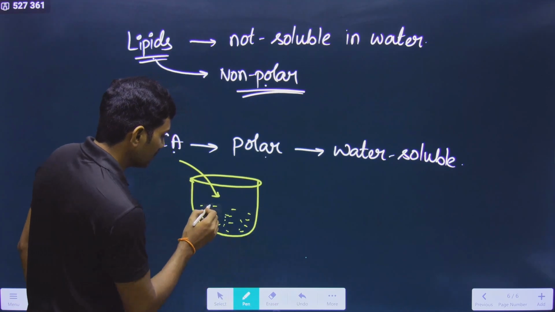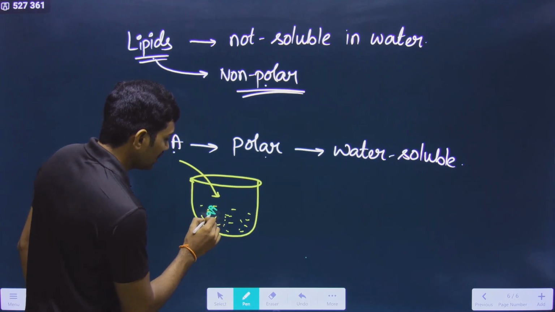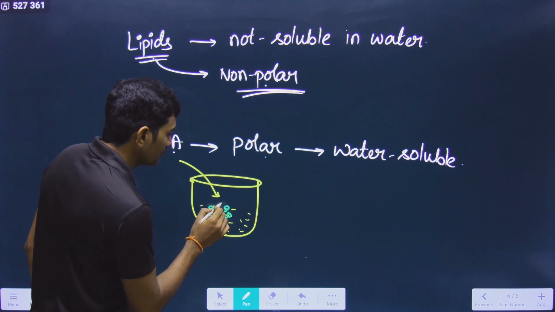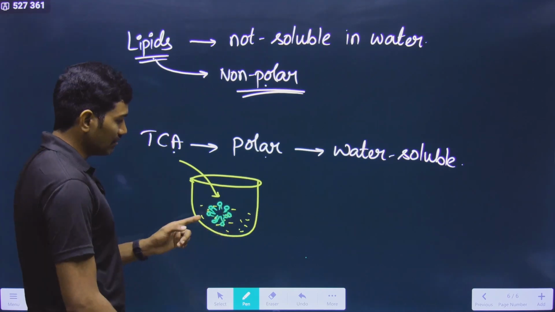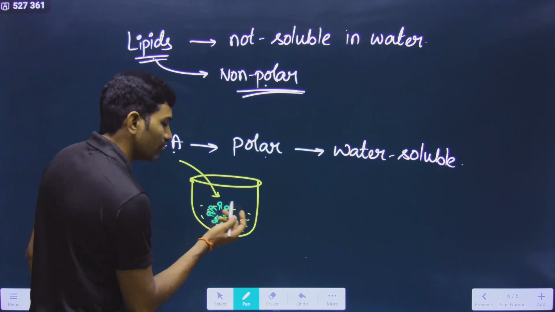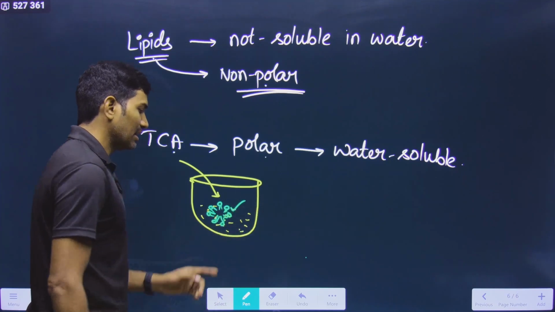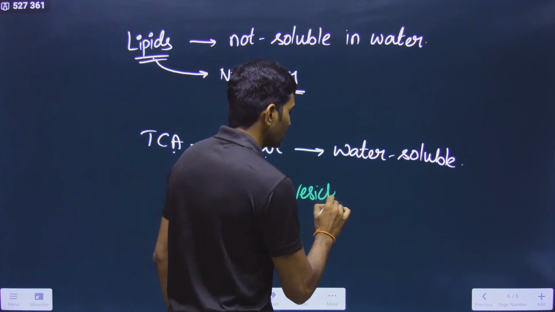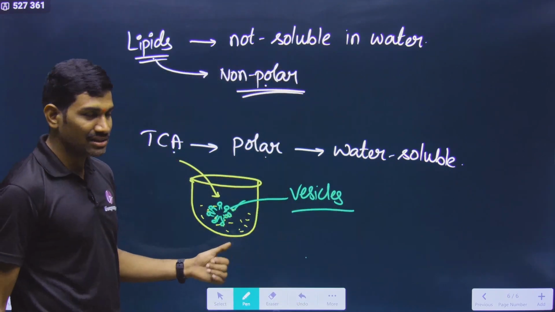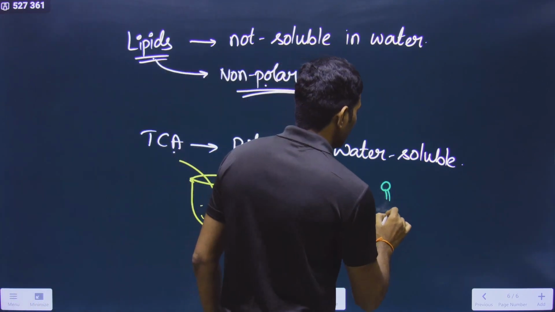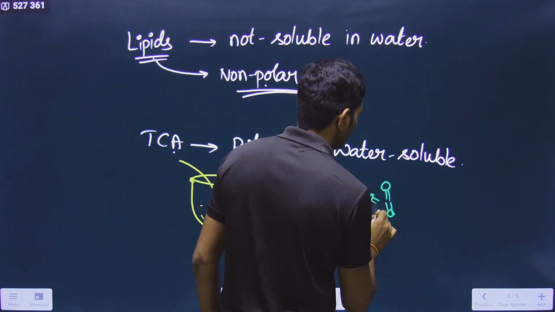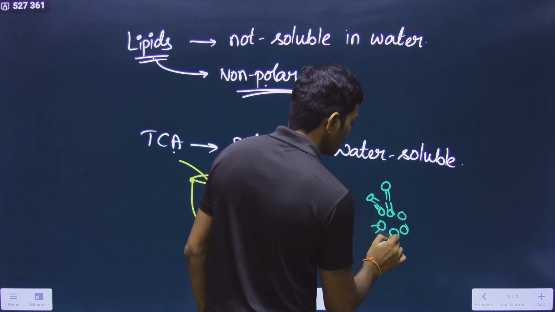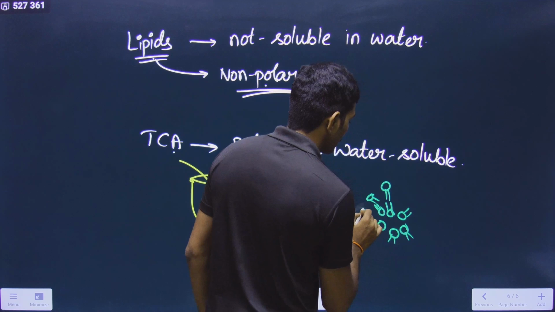Now observe the diagram carefully. All the lipids will aggregate together. They may form like this or they may form a bilayer also. So in this way they are forming some vesicles. They may be unilayer vesicles like this or they may be bilayer vesicles like this. Okay, already we studied about this concept, right? So, bilayer vesicles.